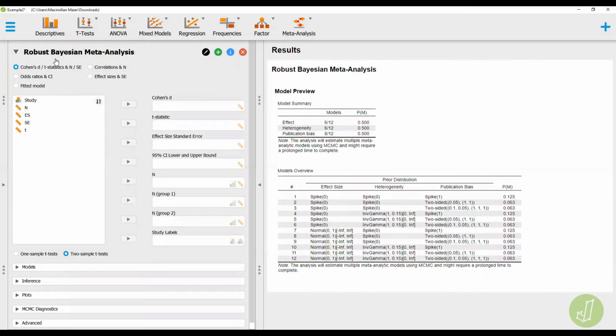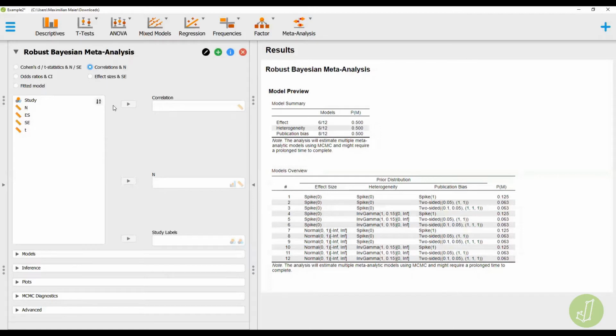We can see that we can conduct a meta-analysis based on Cohen's d or t statistics, together with sample size or standard error. This is usually the preferred option because it has highest precision, since it internally uses t statistics. We can also use correlations and sample size, odds ratio and confidence intervals, effect sizes and standard errors, and we can load a fitted model from R. Here we prefer to use correlations and sample size because that's the data that we have available.